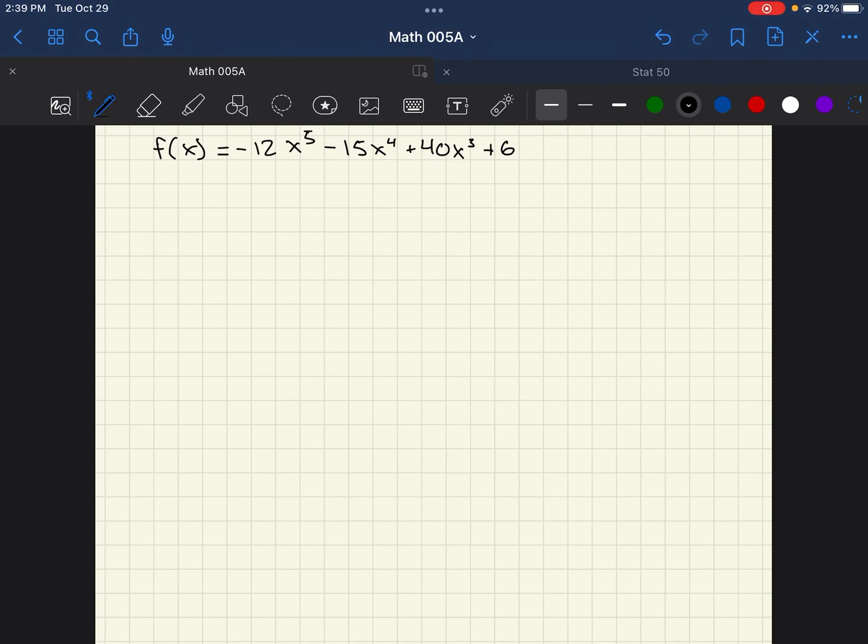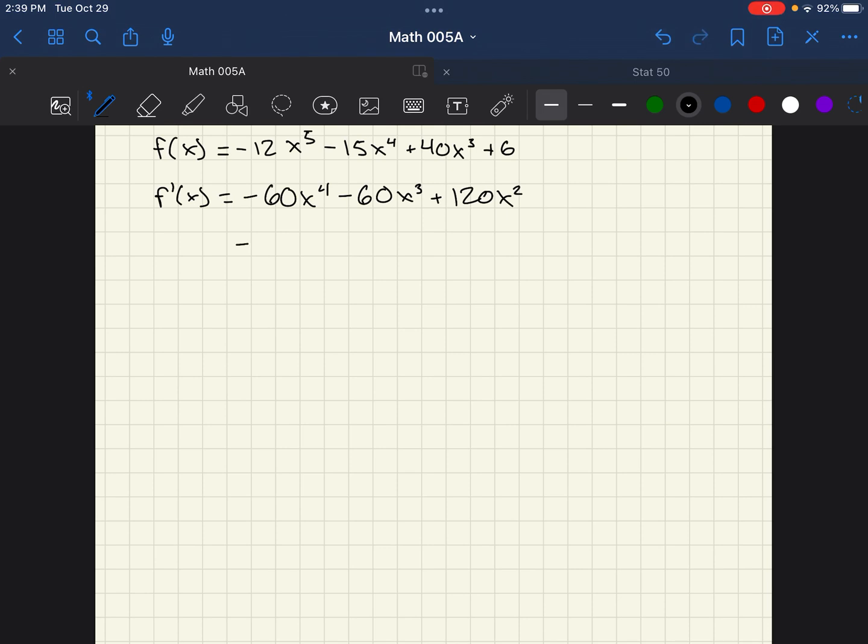So step 1 to find the critical points is to find the derivative. So we need to find f prime of x, and we use the power rule. 5 times 12, that's minus 60x to the 4th minus 60x cubed plus 120x squared. This just disappears.